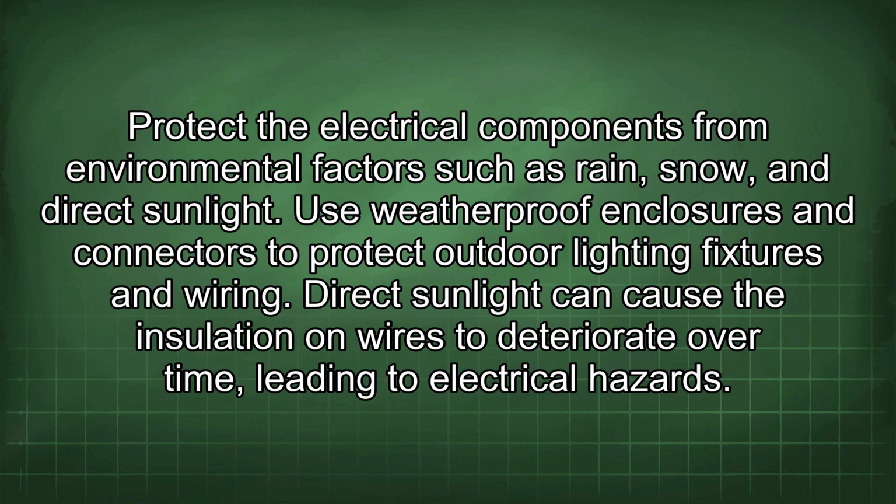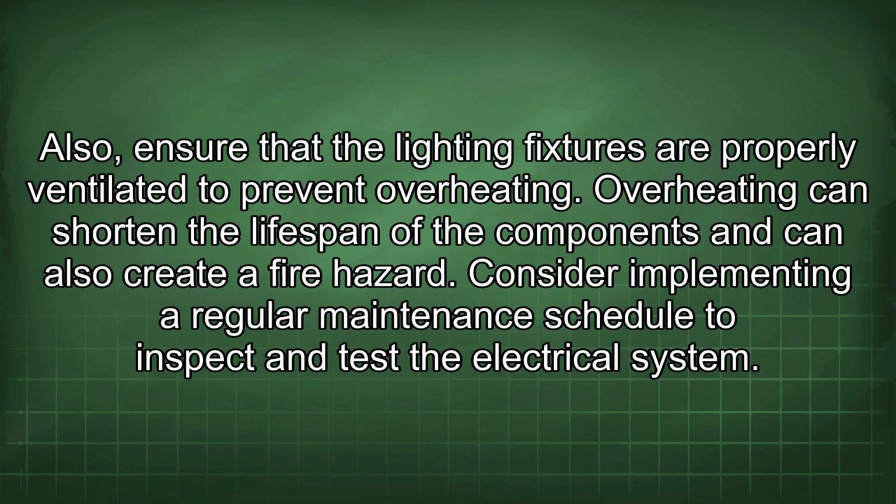Protect the electrical components from environmental factors such as rain, snow, and direct sunlight. Use weatherproof enclosures and connectors to protect outdoor lighting fixtures and wiring. Direct sunlight can cause the insulation on wires to deteriorate over time, leading to electrical hazards. Also, ensure that the lighting fixtures are properly ventilated to prevent overheating. Overheating can shorten the lifespan of the components and can also create a fire hazard.